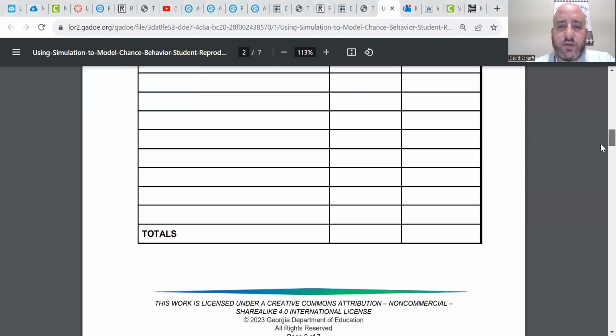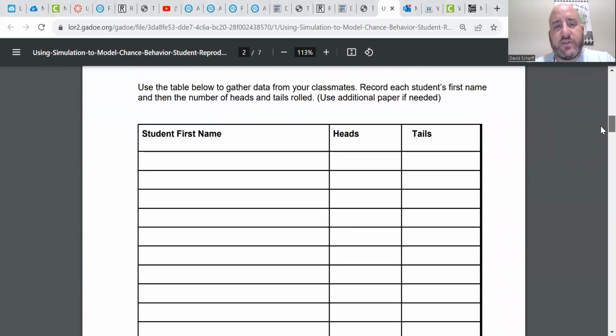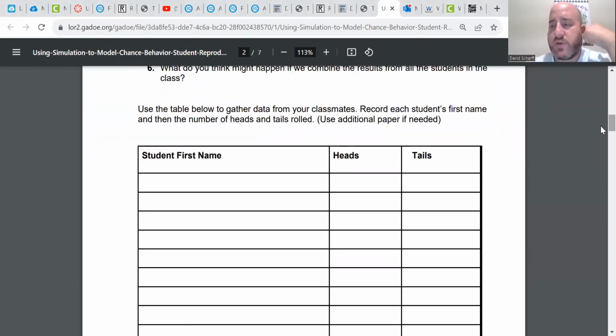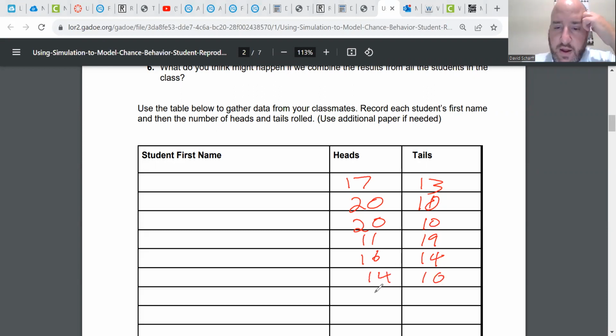So that's number 6. Number 7 would just, if we combined it, number 8 is the combined closer total to your original prediction. Well, let's do this. You don't have to write them down. I'll write them down for you, though, and we'll see. I'll do the math for you, and we'll see what we get. So we just did 17 heads, 13 tails. 2 classes had 20 and 10. 1 class had 11 heads, 19 tails. 1 had 16 heads, 14 tails. 1 had 14 heads, 16 tails, which basically canceled each other out. And then there's another 17 heads and 13 tails.